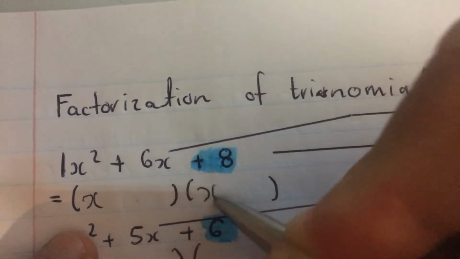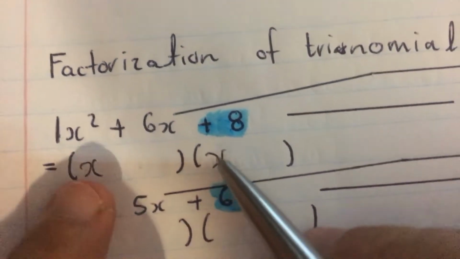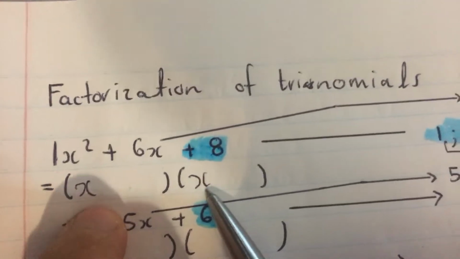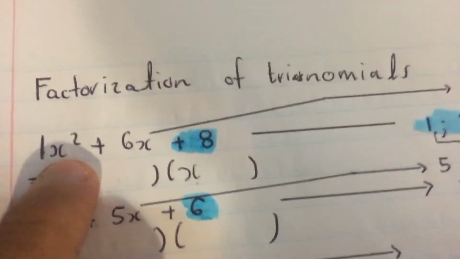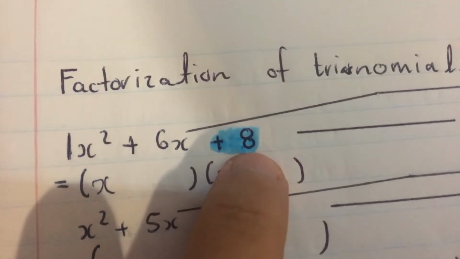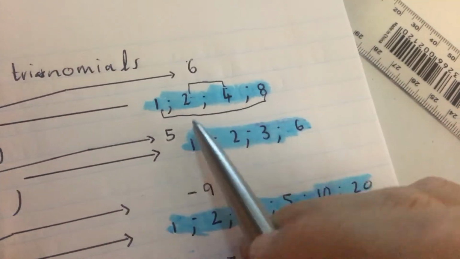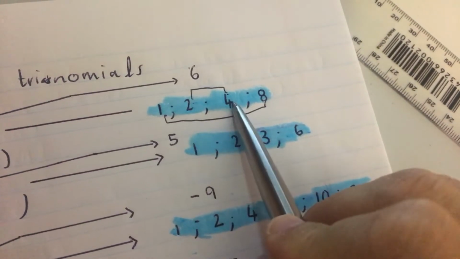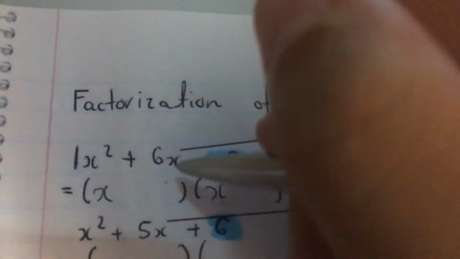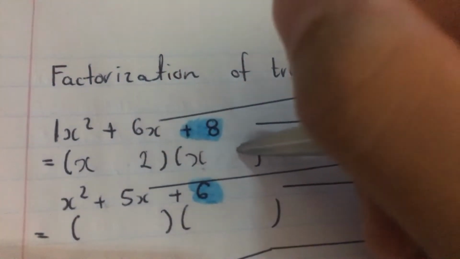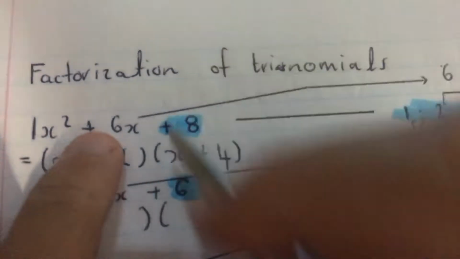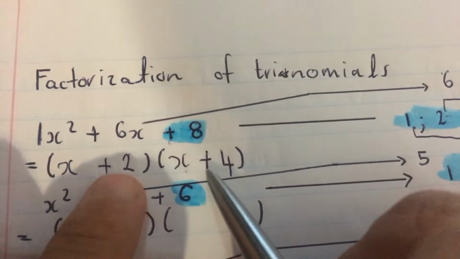I know for sure, and you should all pick up as we do this, that to get my first term, it's just x times x, which will give me x squared. But to get my last term, I had to look at my factors. My factors that got me to 8, I'm going to choose 2 and 4. So I'm going to put 2 and 4 here. Because they're both positive, it's the easiest one to do. Let's see if this works out.